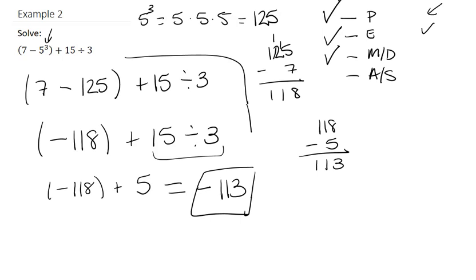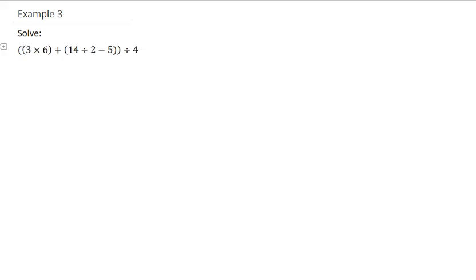Now let's do another example. Example 3, solve for the following. Once again, we can write this out to make sure we follow the steps. So we need to deal with the parentheses. And we see we have 2 parentheses and a larger parentheses. So what we need to do is first tackle each parentheses first. So let's deal with this one first. It's just 3 times 6. There's only one operation, so let's go ahead and do that.